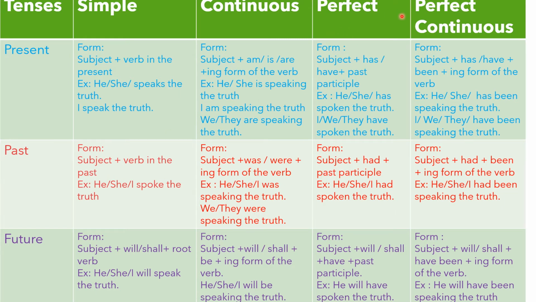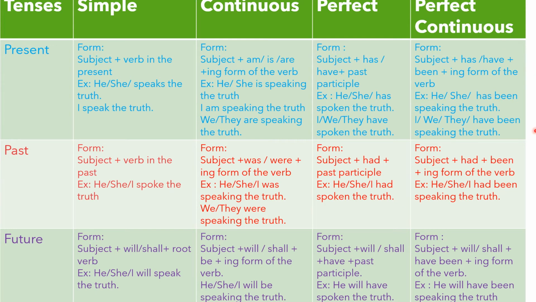Past perfect. The form is subject, had, and the past participle. So the example is he, she, I, we, they had spoken the truth. Spoken is the past participle. I told you that speak in the present, spoke in the past, spoken is the past participle. The verb ends in en or ed is a past participle. So therefore the form of the past perfect is subject, had, and the past participle. So he, she, I had spoken the truth.